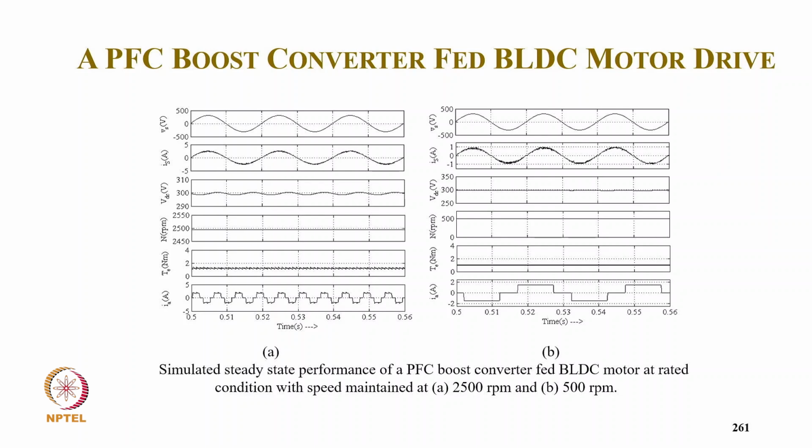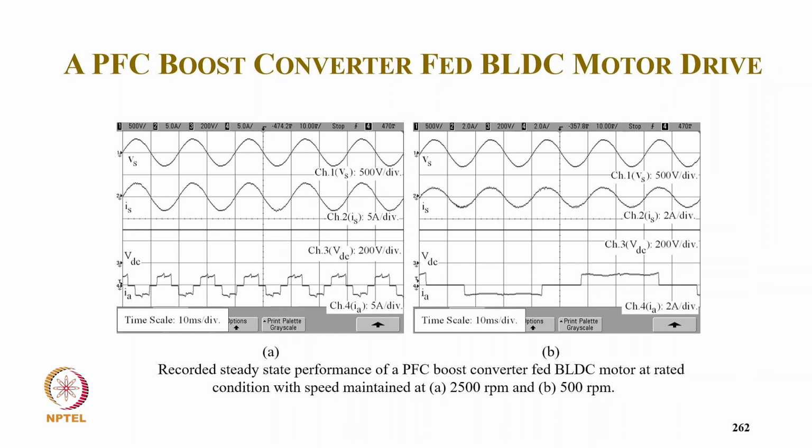We have a supply voltage, supply current, DC link voltage, the motor speed, torque, and the current. Typically at lower speed you have margin, so you can have a very small kind of current in motor winding also. These are the experimental waveforms in 2 cases. One PFC at 2500 RPM, and here the low speed at 500 RPM, but you get inherent power factor correction.